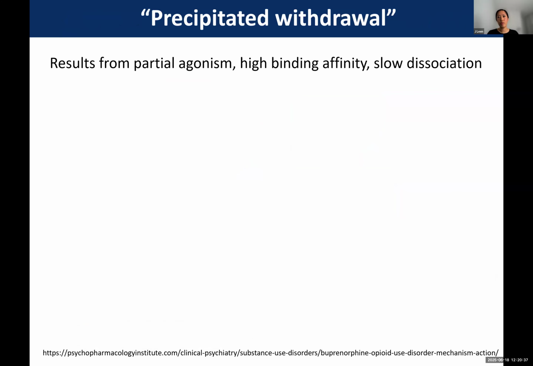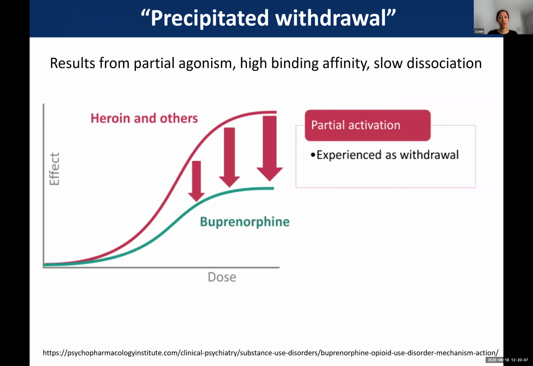So this concept of precipitated withdrawal, it results from partial agonism and the blockade properties of high binding affinity and slow dissociation. And that's illustrated here. So in comparison to a full agonist, when bound to the mu opioid receptor, which activates the receptor fully, buprenorphine, because of its partial activation, is a relative decrease in agonism. So that in some patients is experienced as withdrawal if you give too much of the medication all at once.